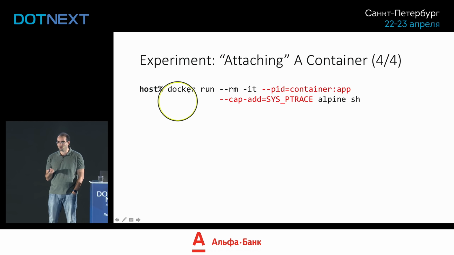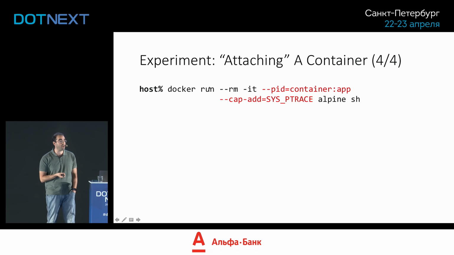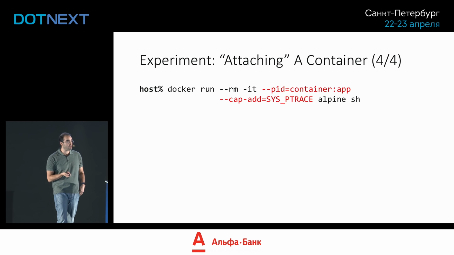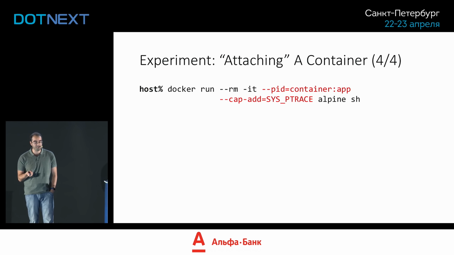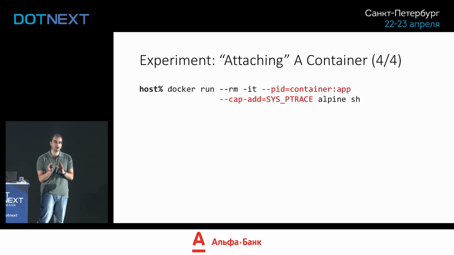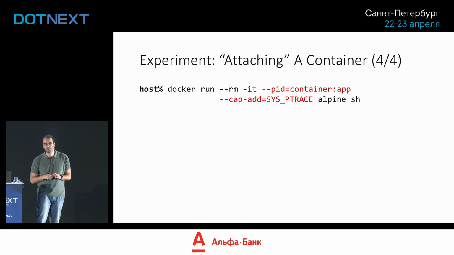Docker run, not Docker exec, creates a new container. But nobody said that the new container cannot share some namespaces with existing containers. Because remember, namespaces are just a system call away. So what you can do is launch a new container and tell it to share the PID namespace, for example, with the app container. So it's going to be a separate container from all other aspects, but it will run in the same PID namespace.